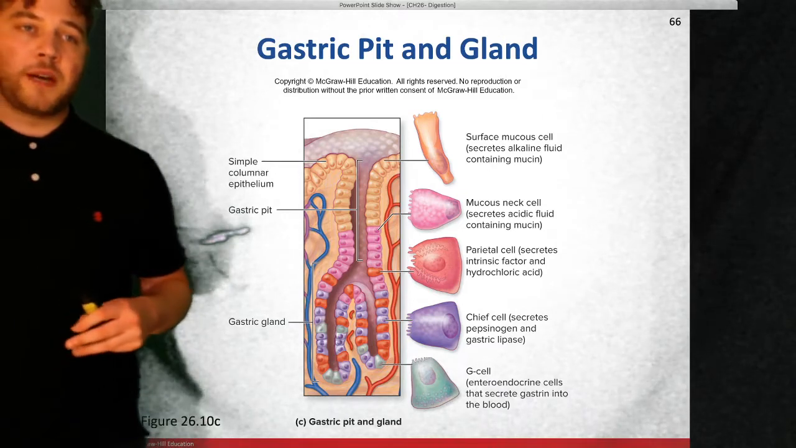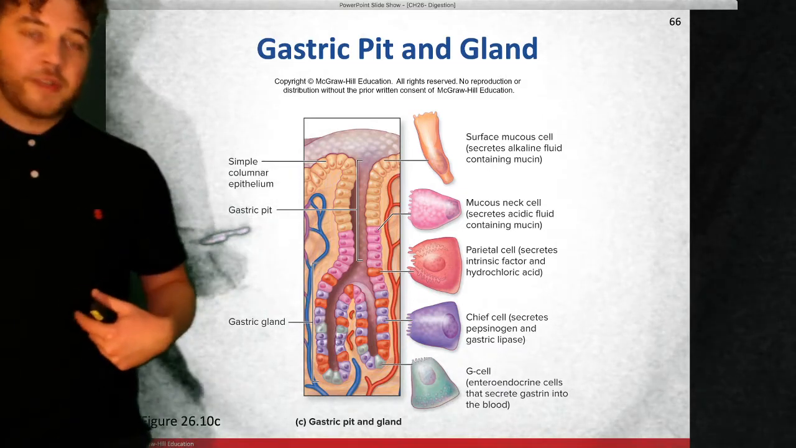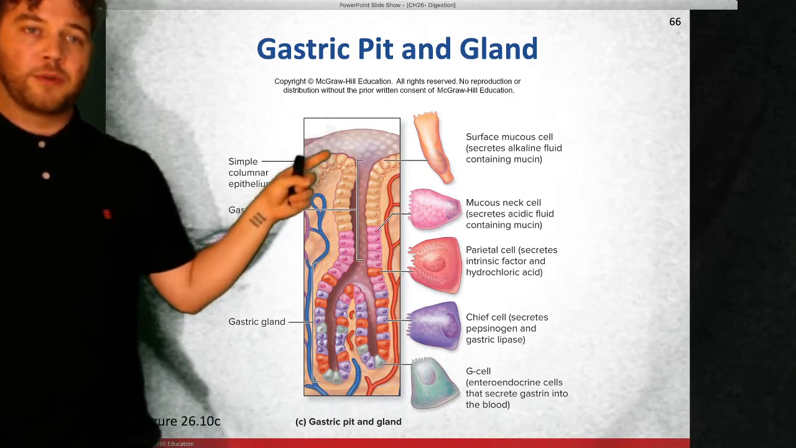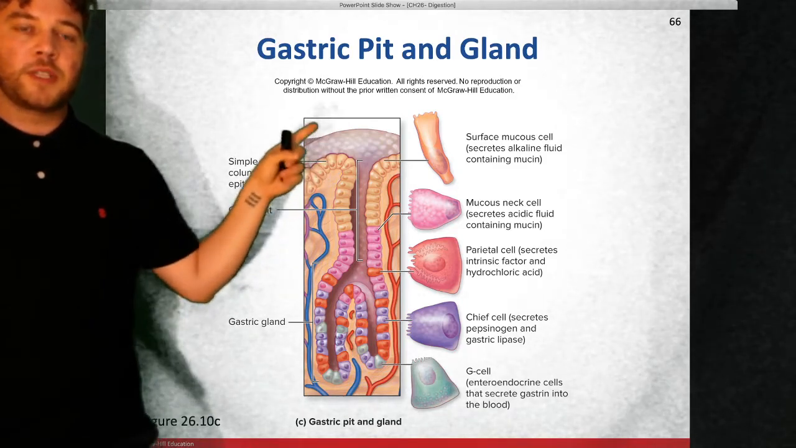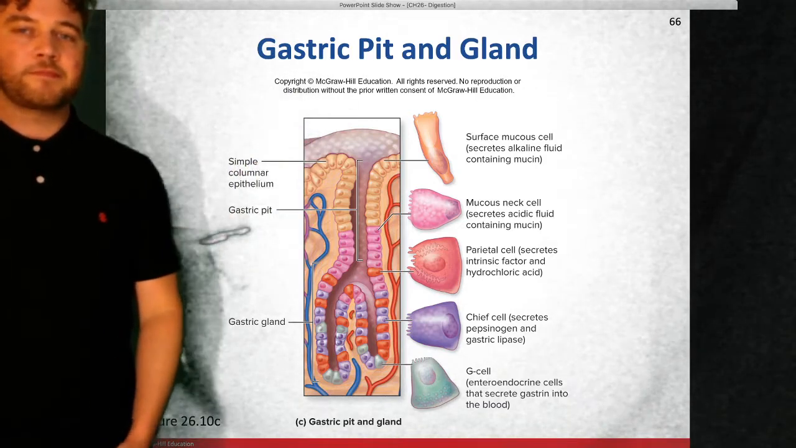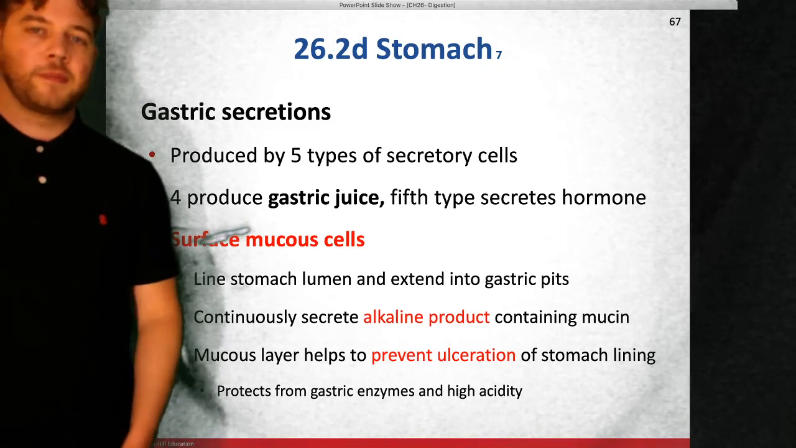When you have stomach ulcers from the H. pylori bacteria, what they're doing is burrowing through and creating holes in this mucosal layer that allows the stomach acid to then reach the epithelium and literally burn a hole in your stomach.